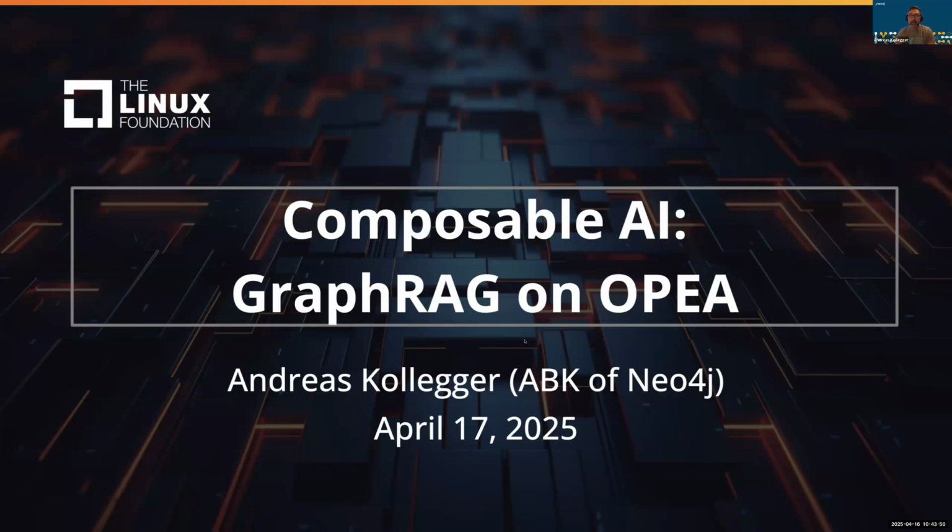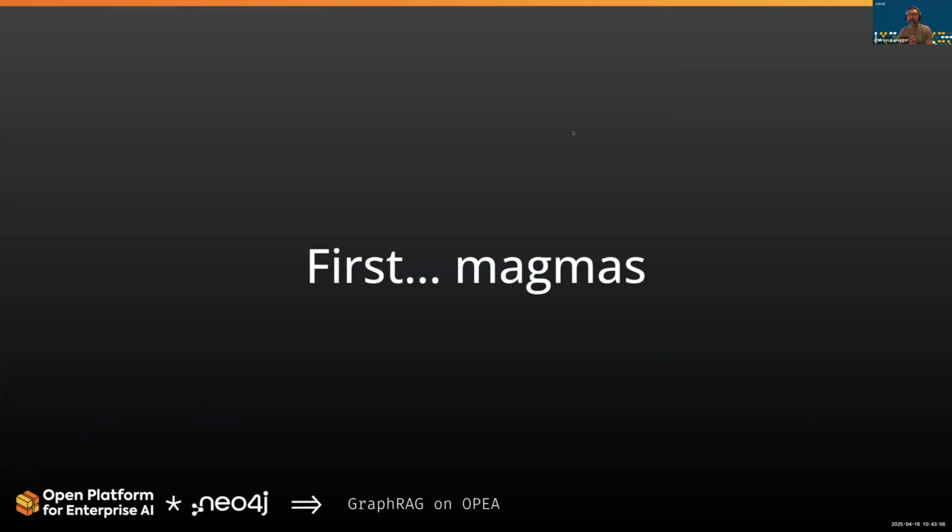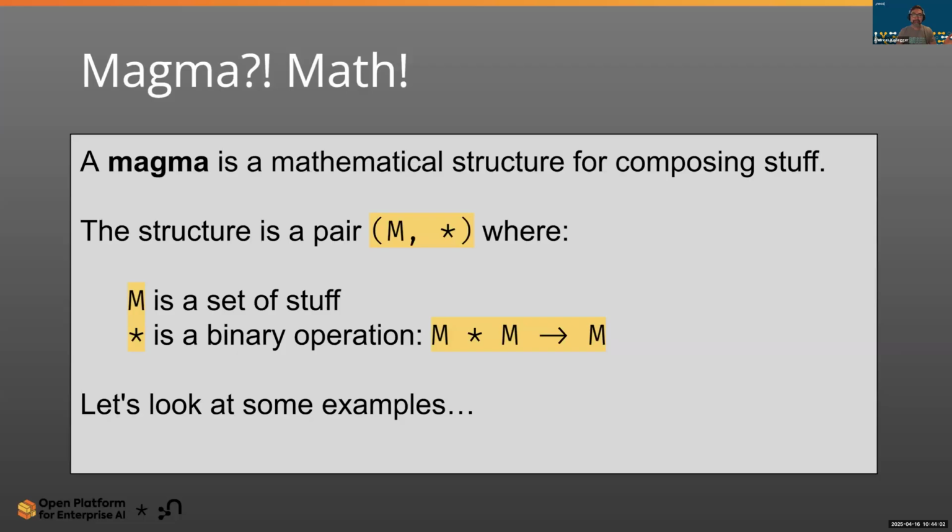This is going to be about composable AI, GraphRag on OPEA. I'm going to start with the idea of composability itself. And we're going to talk about magmas. Magmas, you say? Yes, magmas. Magmas, the math concept. No other acronyms accidentally brought into this talk.